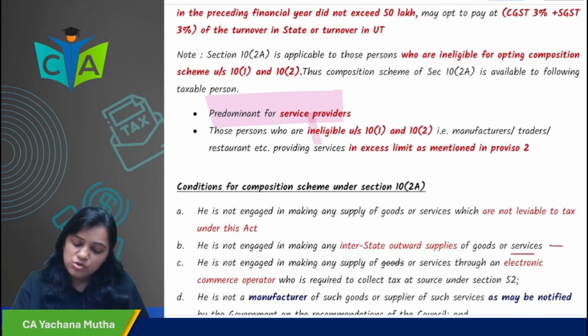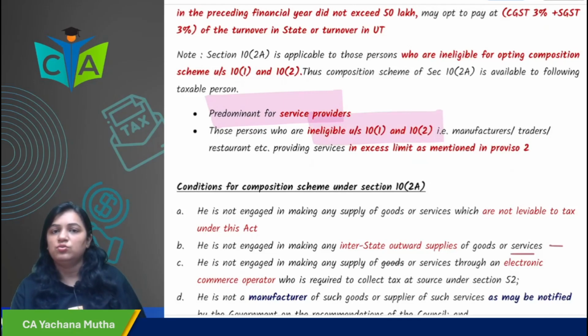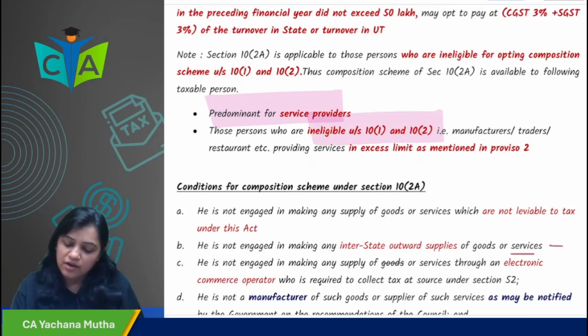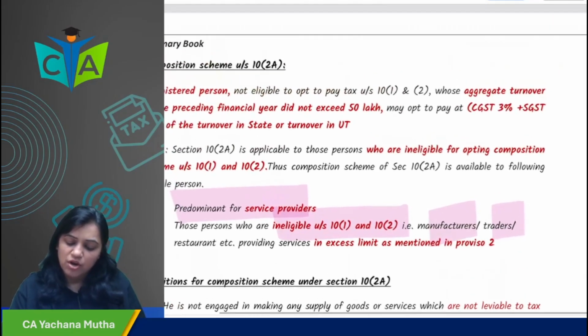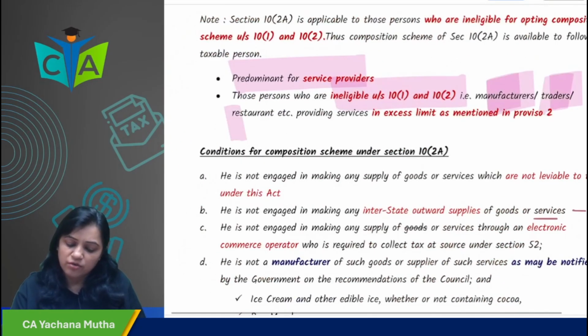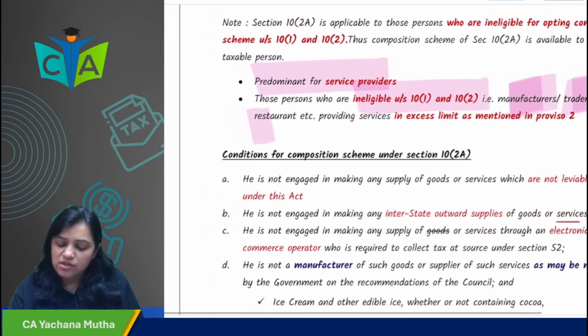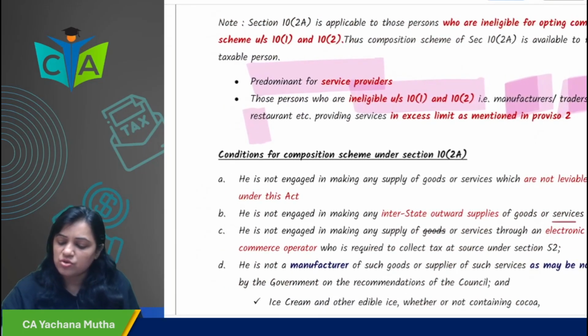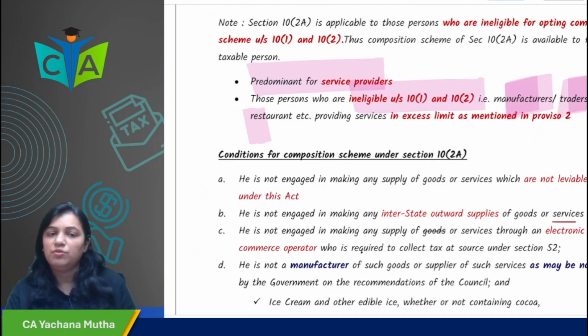Second is those who are ineligible for 10(1) and 10(2), that is manufacturer, trader, restaurant. You can be a manufacturer, trader, or restaurant, and you are providing services in excess of the limit mentioned in proviso 2.